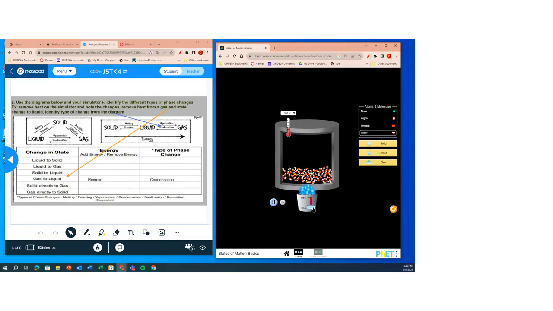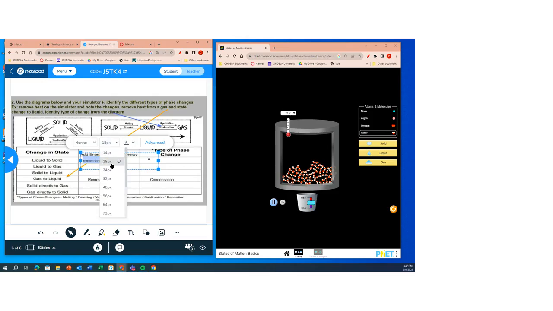So what we're going to do is a liquid, we're going to remove heat. Okay, remove heat. Vibration stopping, very little kinetic energy. So we're going to type in here. I'll make this 18, makes it easier to see. Move this around. Remove energy. Maybe 24 is better. Okay, remove energy.